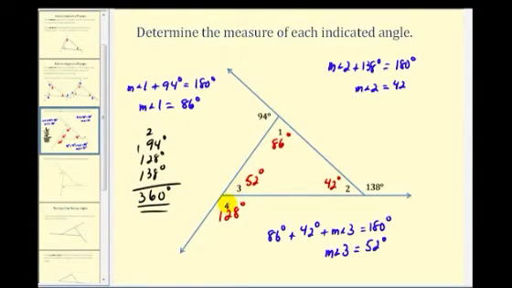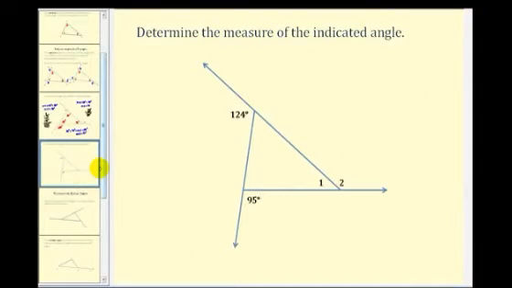Notice the interior and exterior angles form 3 linear pairs. Well, 3 times 180 degrees would be 540 degrees. Then if we subtract out the sum of the interior angles, which is always 180 degrees, we would get 360 degrees, which matches the sum of our exterior angles. We'll come back to this idea later on in the video.